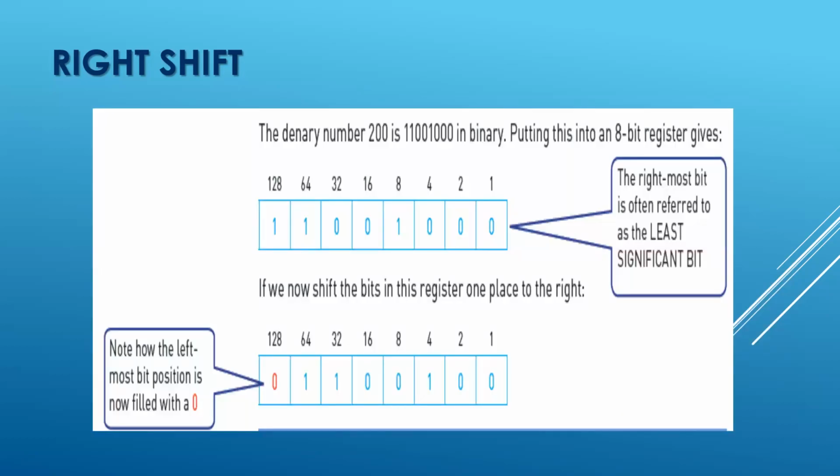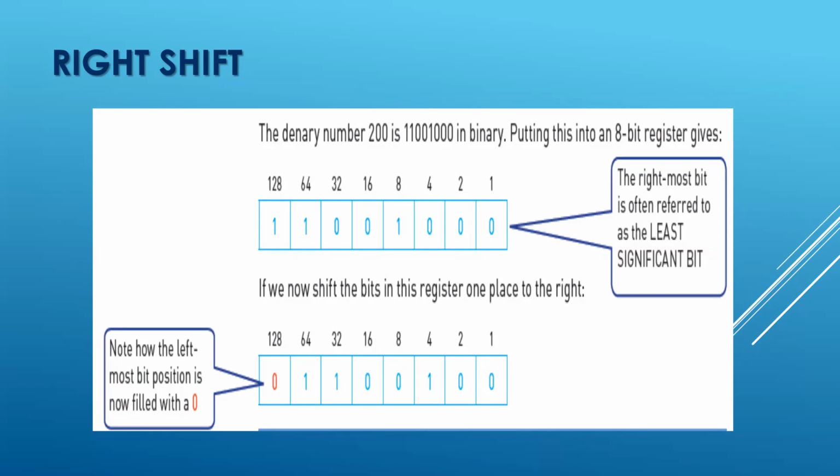Now this is another question. We have taken an example of a denary number 200, and you can see for yourself the denary number 200 is going to result in 128. Value 128 is a 1, then 64 is a 1, and then 8 is a 1. 128 plus 64 plus 8 gives you the value 200. Now, in this case, if I'm asked to shift the bits 1 place to the right, so what will happen?